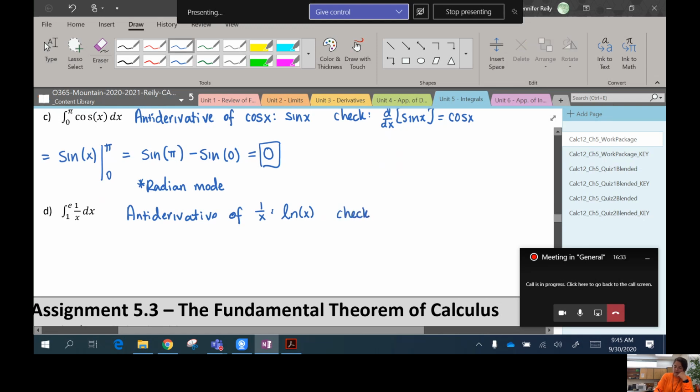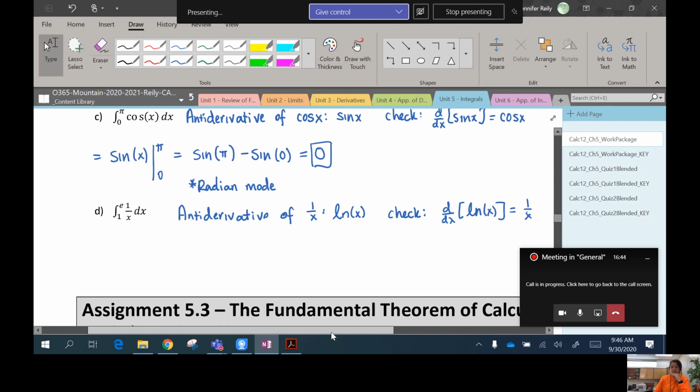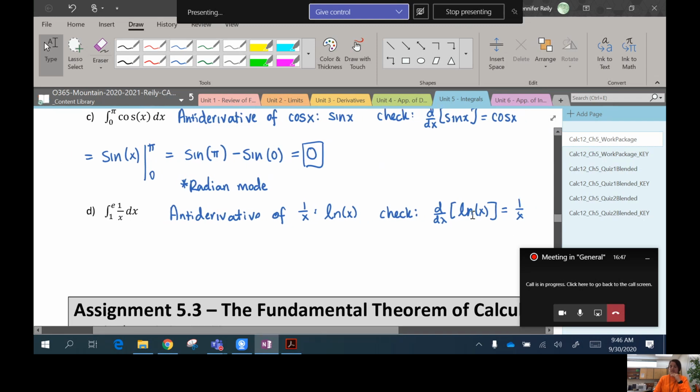So check. The derivative of ln x, if we haven't gone over it already, here it is, is 1 over x. So that's another thing you should add to your repertoire of derivatives. The derivative of ln x is 1 over x. So the antiderivative of 1 over x would be ln x. So this would be ln x evaluated at e and 1. So ln e minus ln 1, which would just be 1. So the area under 1 over x from 1 to e is exactly 1.